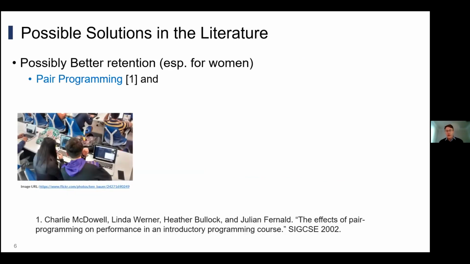Next, we wanted to know how to improve retention, particularly for women. And at this point in time, there had been a nice paper on pair programming that suggested that it helped with the retention of women. Now, pair programming, for those of you unfamiliar, is a practice of having two students work at a single computer, with one being the driver, who is typically at the keyboard, and the other being the navigator, and they swap periodically while they're programming.